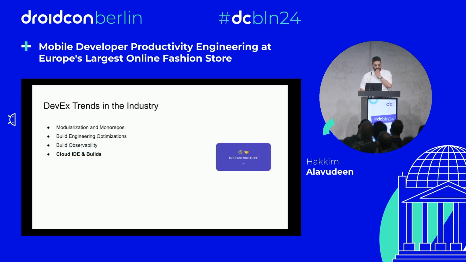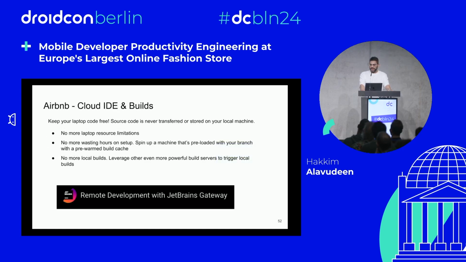So another really cool trend that's coming up is cloud IDEs, right? And cloud builds. This is from Airbnb. Android Studio, again, is built on top of JetBrains. So what they've done is they've taken this JetBrains engine, or this IDE engine, and they've allowed you to put this engine somewhere else, for example, in the cloud.